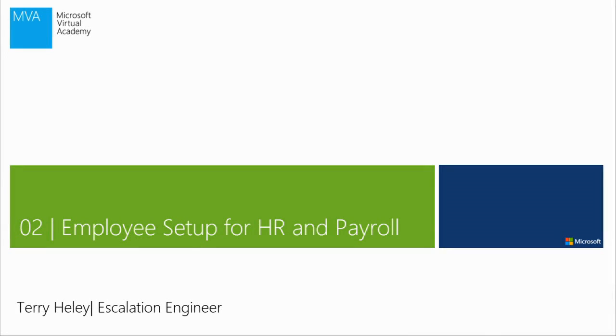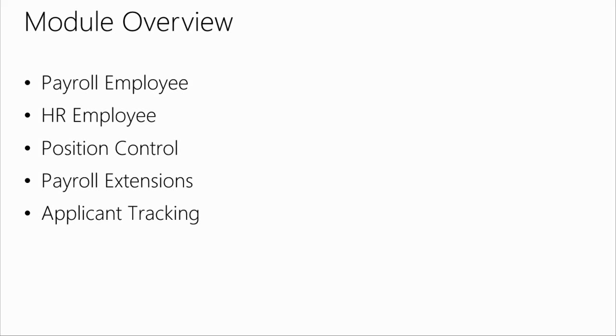Welcome to Module 2 of Setting Up Your Employees for Human Resources and Payroll. Now that we have covered the setup of HR and Payroll, we will drill into setting up an employee in Human Resources and Payroll to have a successful payroll process. Items that we will cover in Module 2 will be the Payroll Employee, your HR Employee setup, Position Control, Payroll Extensions and what is included in it, and the Applicant Tracking piece.